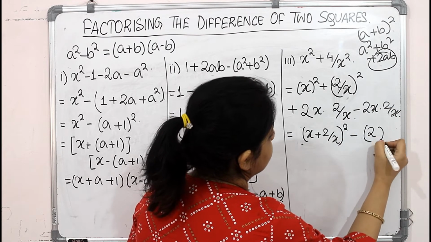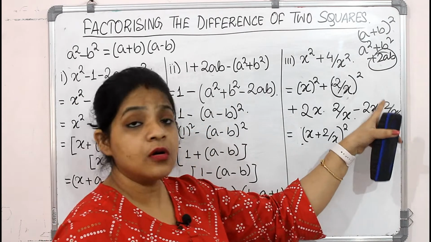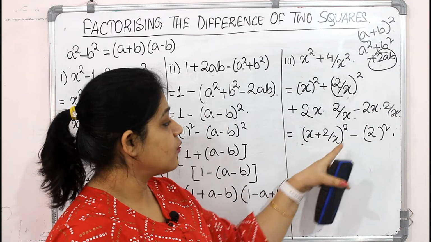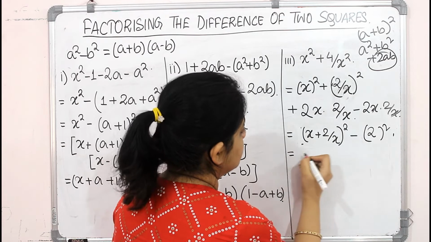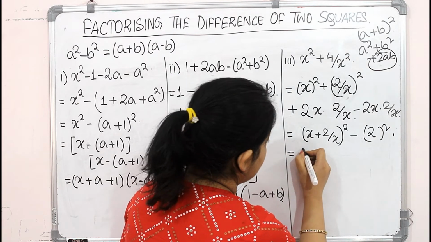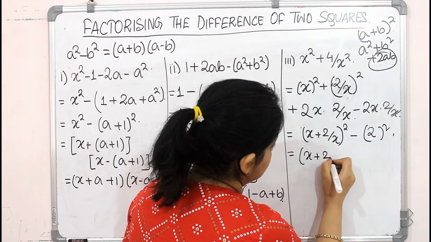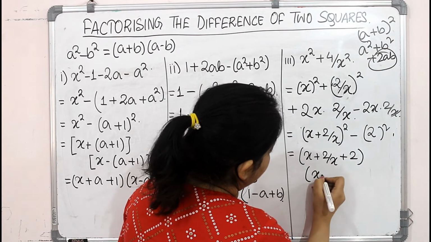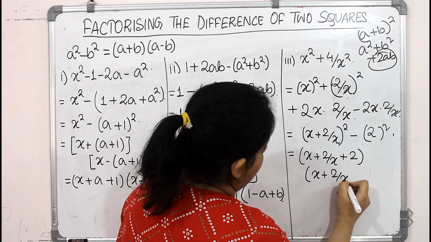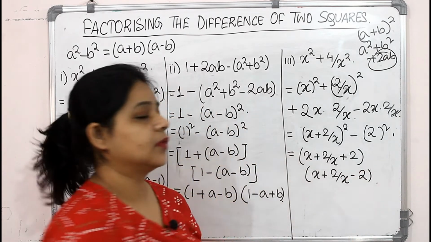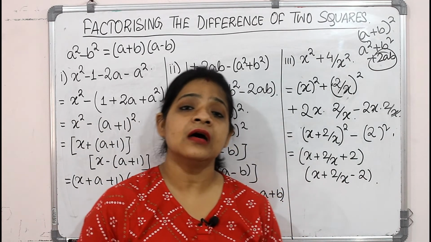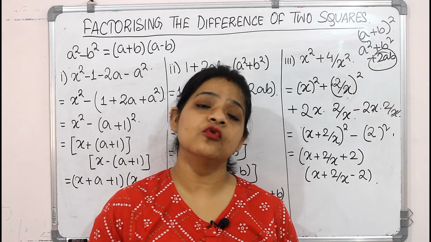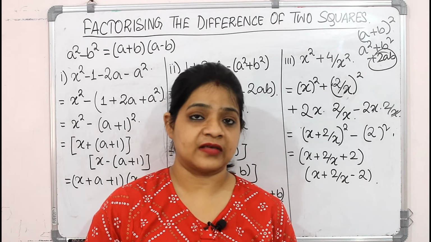this you can write as 2 square, right? 2 square, 4, 2 square. So this is a square minus b square. So you can simply write this as x plus 2 by x plus 2 into x plus 2 by x minus 2. Okay, so this is the third sum. So let's move on to some other examples.